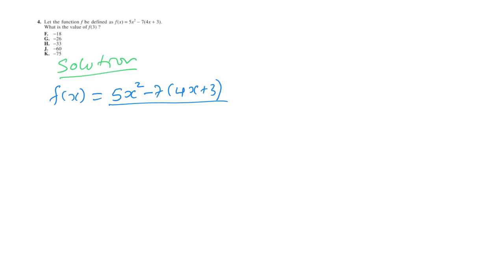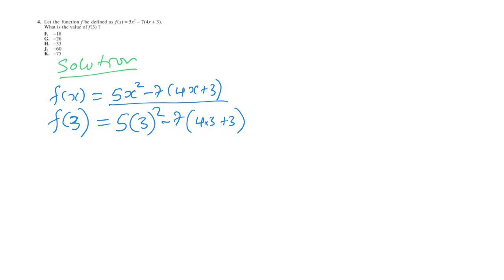Okay, so the question is asking, what is the value of the function if we feed in x is equal to 3? What do you get? Feed in 3 into 5x squared. When you use the brackets, in most cases you don't blunder. This is minus 7 into 4 times 3 plus 3. Remember BODMAS, we do the multiplication before the addition, and we deal with the bracket first.